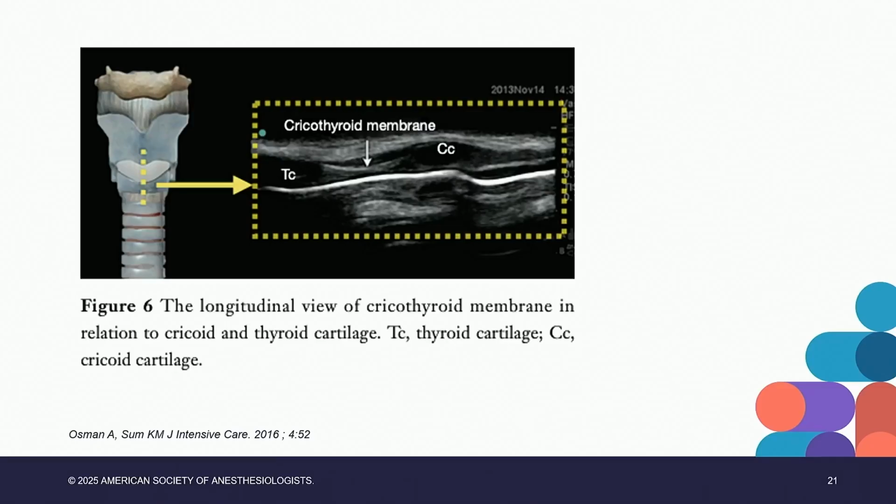How about the trachea itself? And also this can show you the cricoid and the cricothyroid membrane in between the thyroid cartilage and the cricoid cartilage. Cricoid cartilage usually appears as a cuboid.